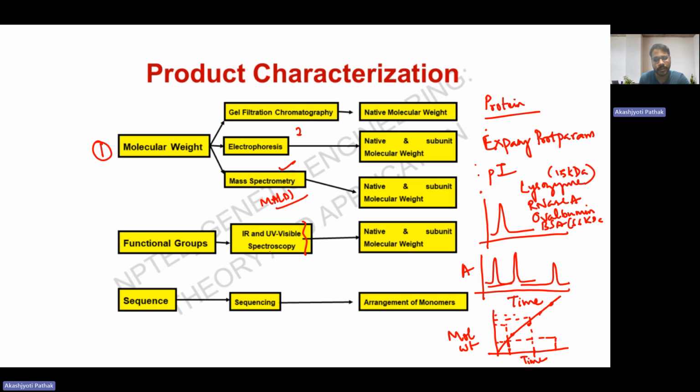And the third is the sequence of a protein. Just by sequencing, you can also characterize your product. So these are the different methods. If you have to characterize a product based on the molecular weight, then you can use gel filtration chromatography or SEC, size exclusion chromatography. You can use electrophoresis. You can use mass spectrometry. If you have to characterize on the basis of functional group, then you can use IR and UV visible. And if you have to characterize on the basis of the sequence of the protein, then you can go for sequencing. There are different sequencing methods. We learned Edman sequencing and Sanger sequencing; all these different sequencing methods can be used.